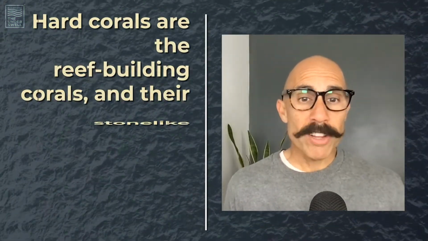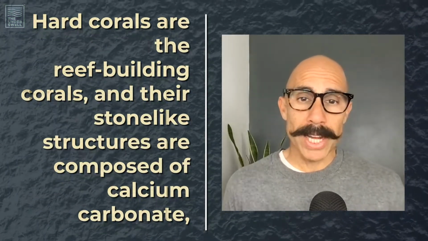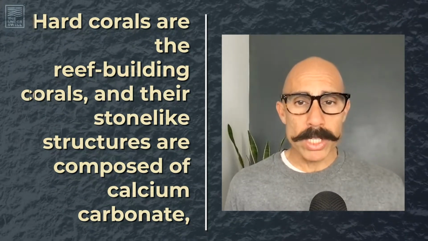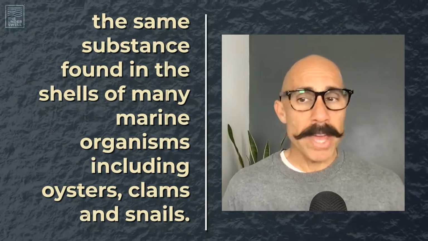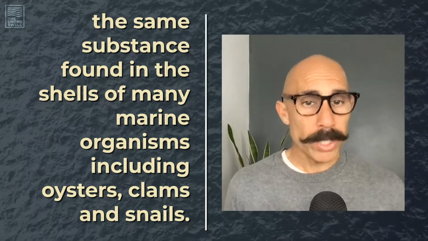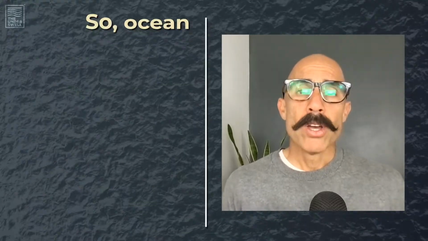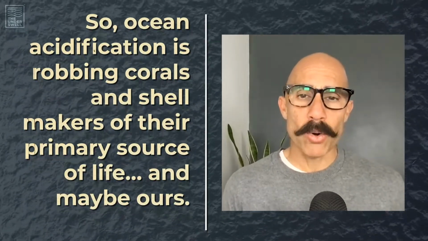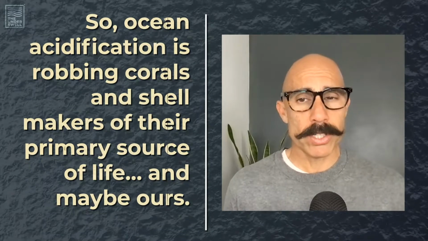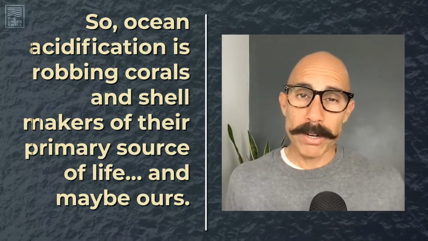Hard corals are the reef-building corals, and their stone-like or hard structures, these are composed of calcium carbonate, the same substance that is found in shells of many of the marine organisms that you know about, including, like I said, oysters, clams, and snails, etc. So, ocean acidification is robbing corals and shell makers of their primary source of life, and maybe perhaps ours. So hopefully that helps break it down a little bit.